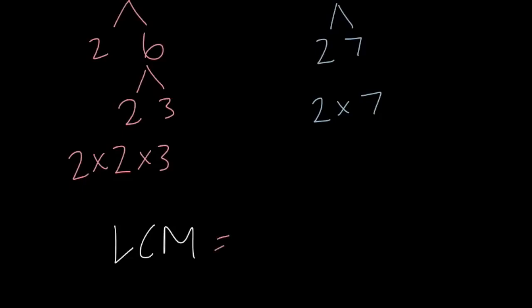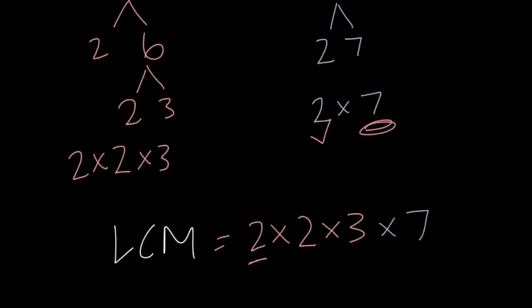So we'll start with 12. So we know that broken down is 2 times 2 times 3. And now we'll jump up and compare that to the 14. So we have a 2, which is taken care of, but we still have the 7 that we need to add on to the end of our least common multiple equation. So once we multiply this out, 2 times 2 times 3 times 7 gives us a least common multiple of 84.